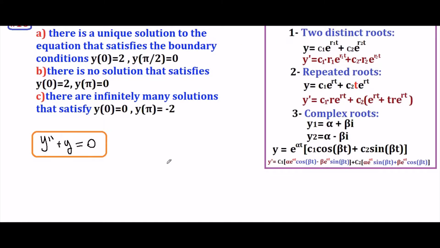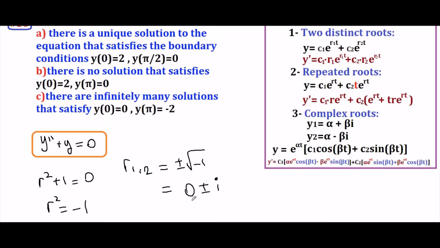So we're going to start with our characteristic equation. r squared plus 1 equals 0. r squared equals negative 1. Then r1 and r2 are equal to plus or minus the square root of negative 1, and that's going to be i. So our real part is 0, our imaginary part is 1. So this is our alpha, and our beta is 1.